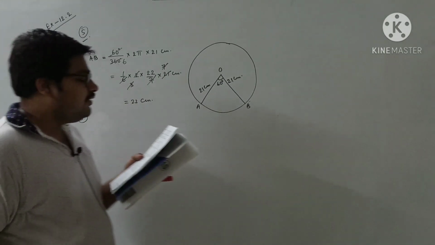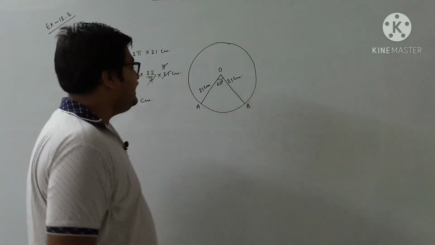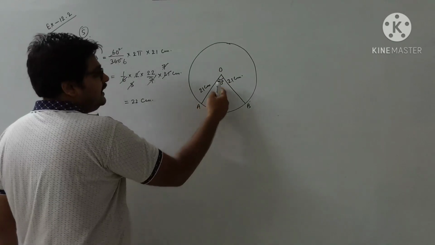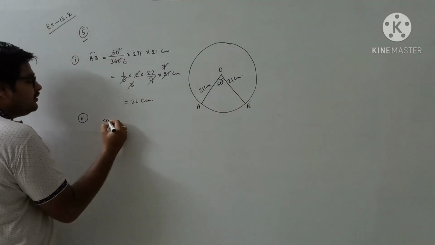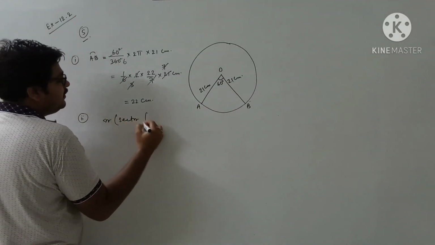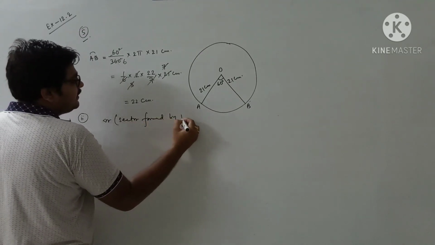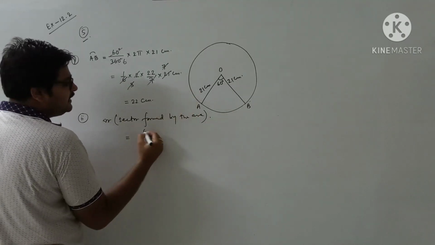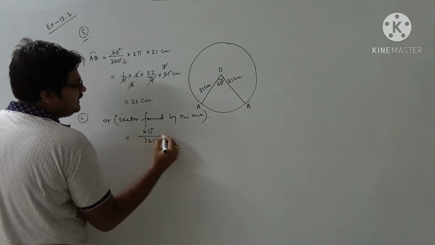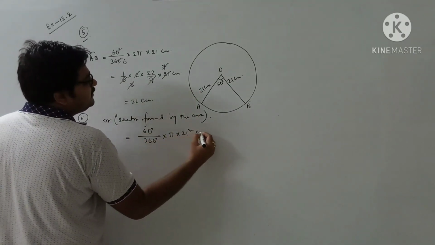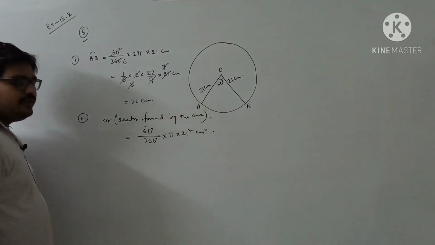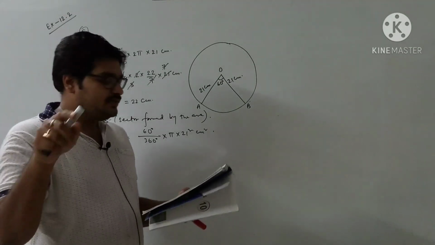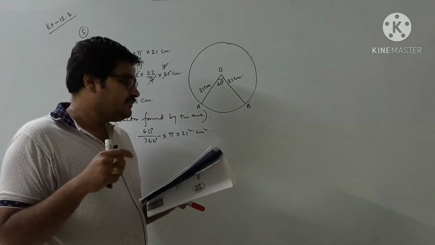Area of the sector formed by the arc. I think you can find out. So area of sector formed by the arc, what will be? Easy. Sector formula is 60 degree by 360 degree into pi r square. I think calculation you can do yourself to get the answer. And definitely pi equal to 22 by 7 you will put, because 3.14 has not been told in the question.